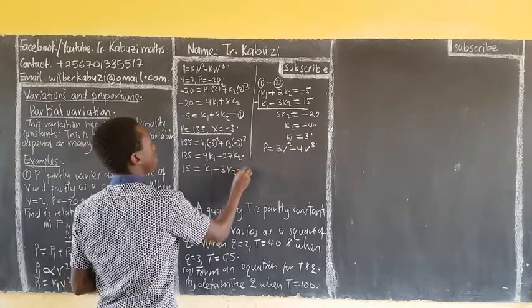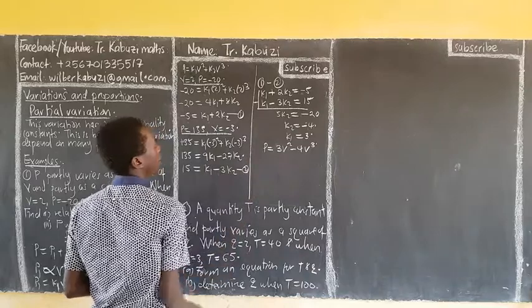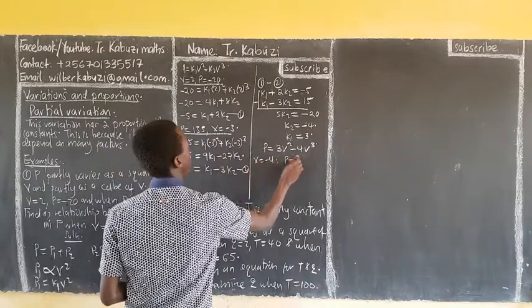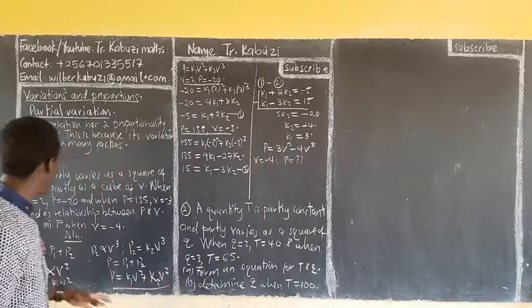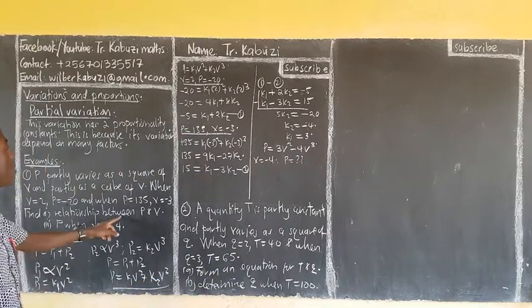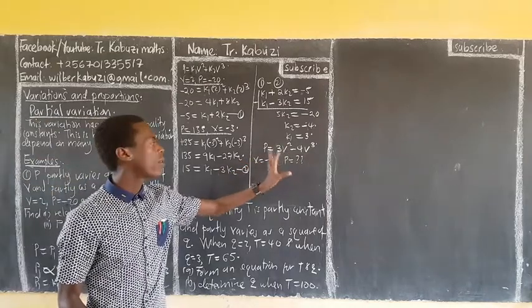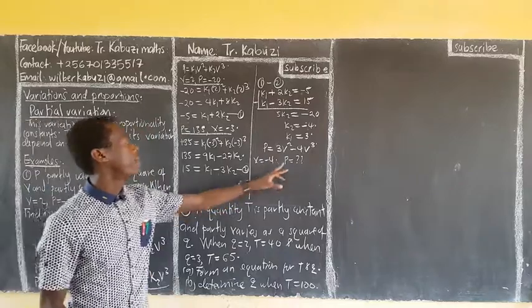This is what we're going to do. So they want P when B is negative 4. I'm just going to substitute from here. Find P. This is the relationship between P and V, so that we have 100. Then find P when B is this.